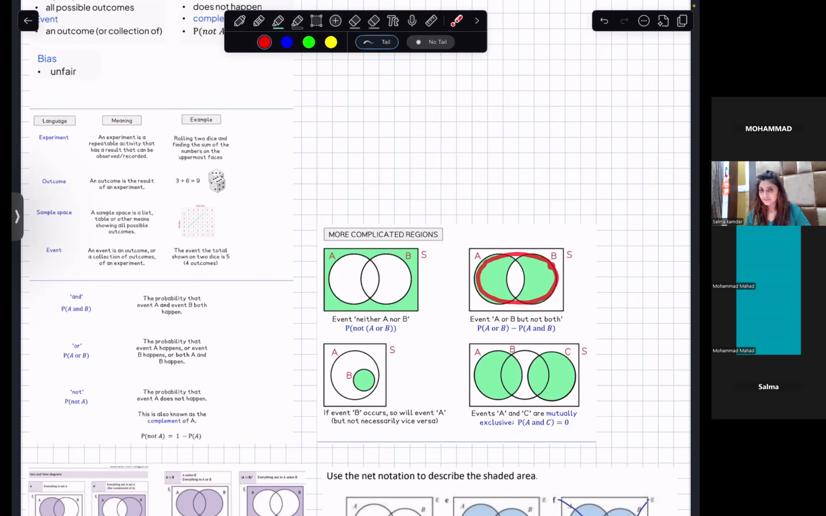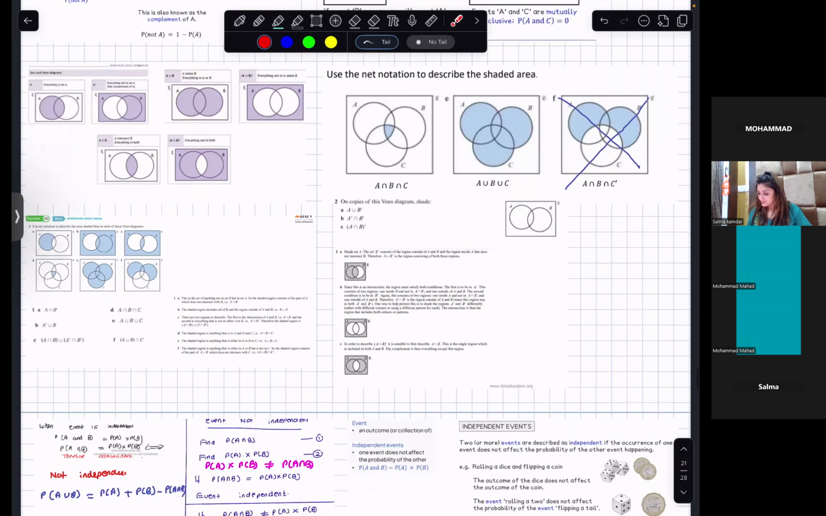A or B minus A and B is this, which would give you everything except for the intersection and the outside box. So A or B is this. From this, I am minusing this. It will only be this part. Tell me something about A and C over here. Mutually exclusive events. They are mutually exclusive events.